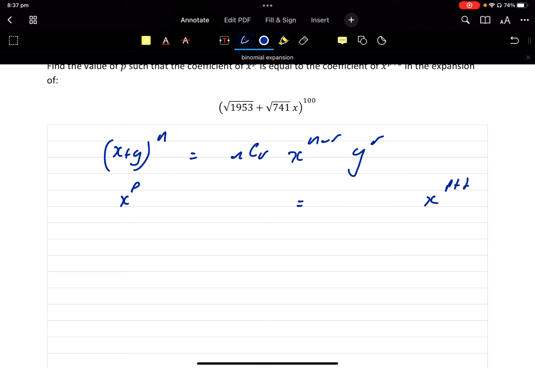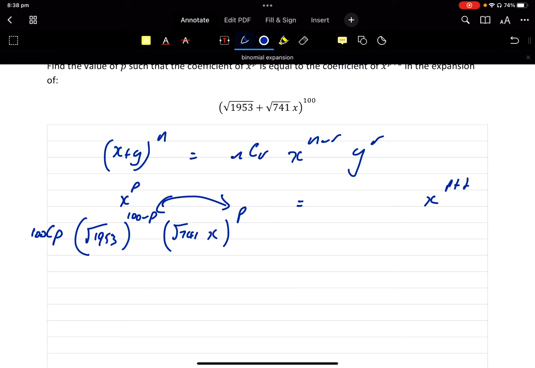So let's look at the x to the p side. It's going to be 100 C p. I've got a root 1953, and that's going to be to the 100 minus p, because the root 741x has to be to the p. So these two need to add to get 100. So that's how you get the binomial expansion pattern working. And we definitely want the x to the p. So that's how we know that term.